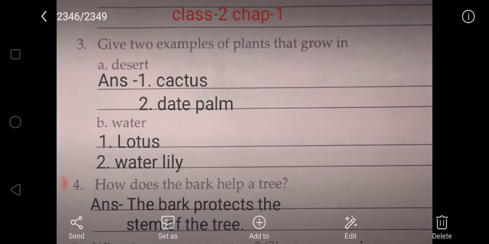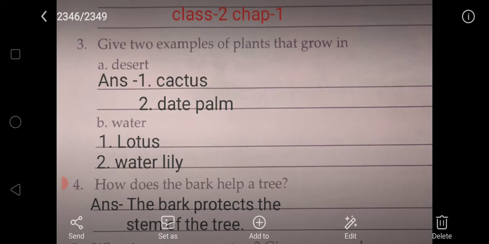Give two examples of plants that grow in a desert. Write the answer.